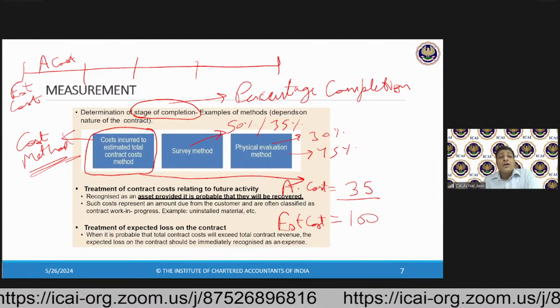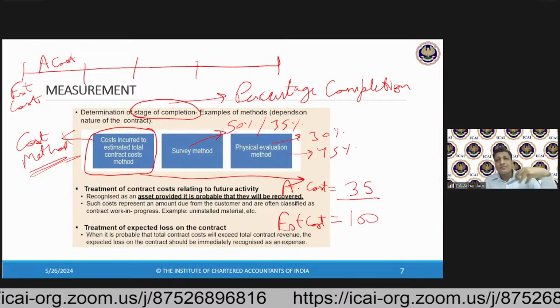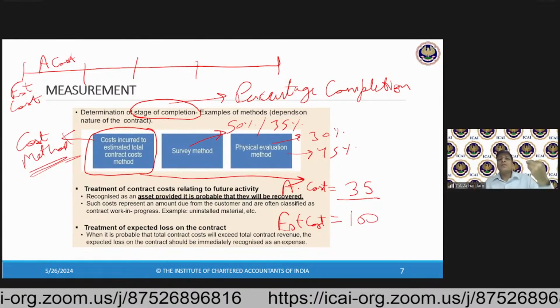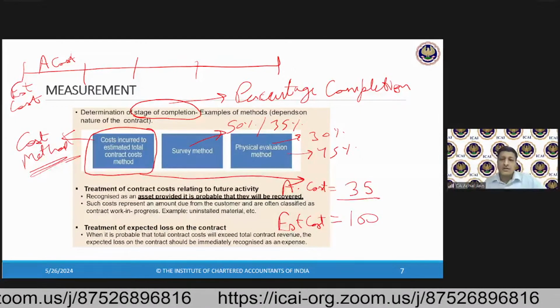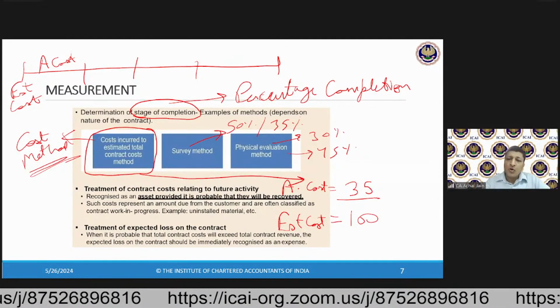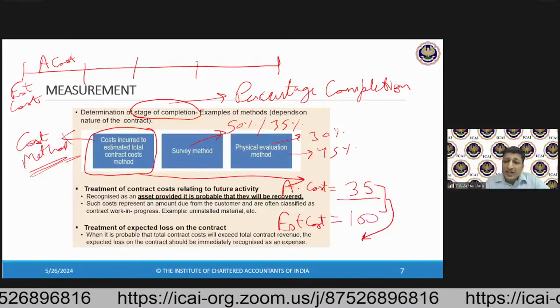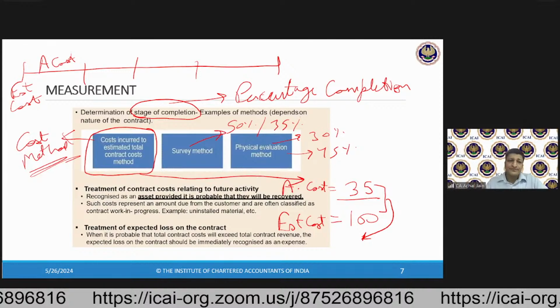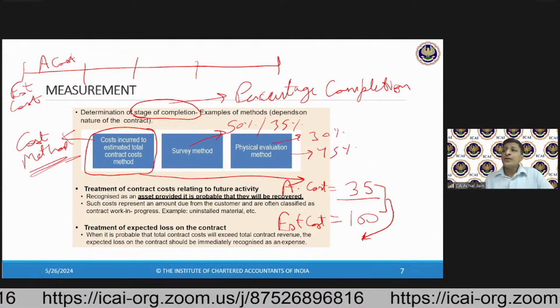So now, as per this method, what will be the percentage completion? Actual cost divided by estimated cost. So therefore, what is going to be the percentage completion in this case? Can you tell me? Over to you.